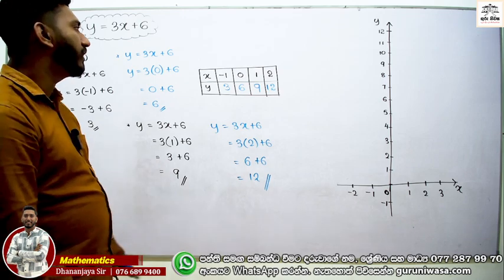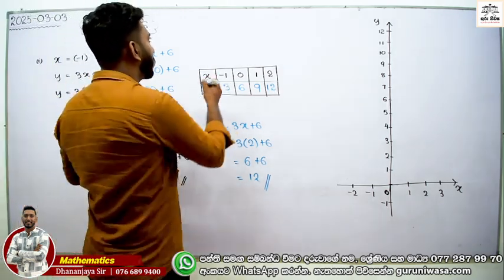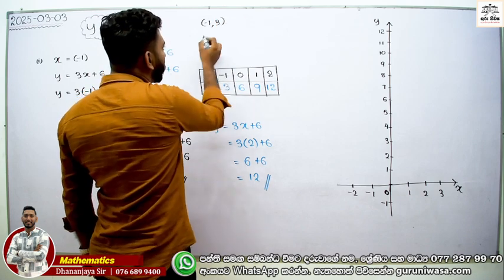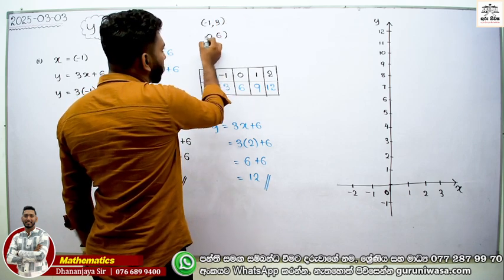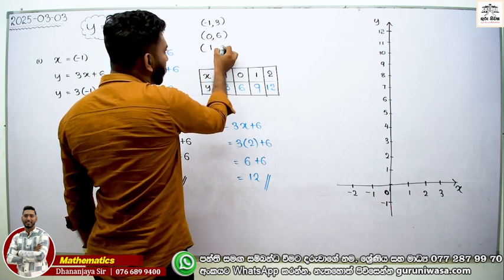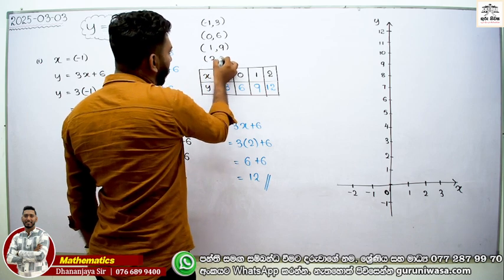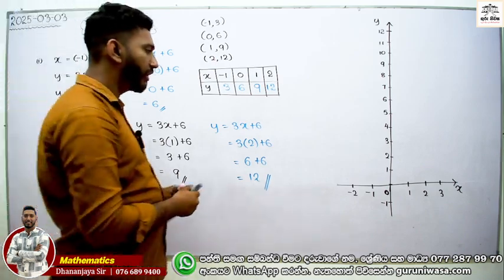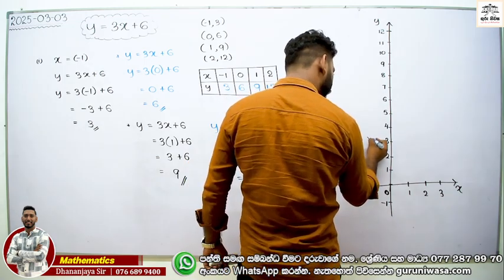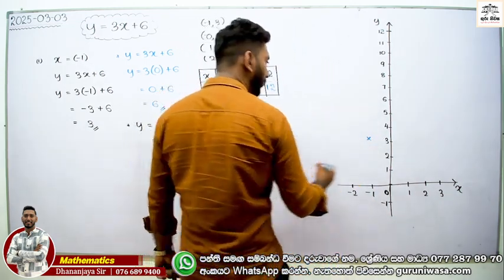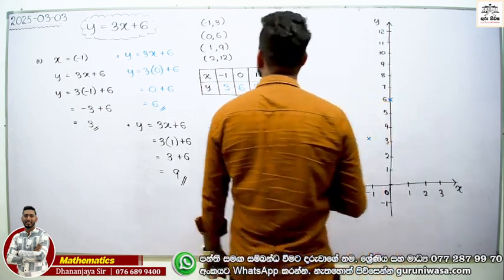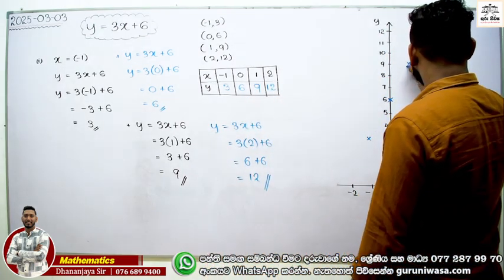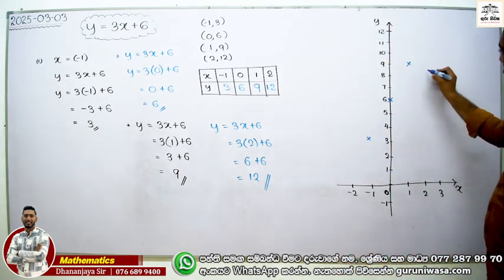First coordinate is minus 1, 3. First coordinate minus 1, 3. Second coordinate 0, 6. Third one 1, 9. And 2, 12. You need to mark these ones. Right? Minus 1, 3. Here. 0, 6. Here. 1 and 9. Here. And 2 and 12. Here.